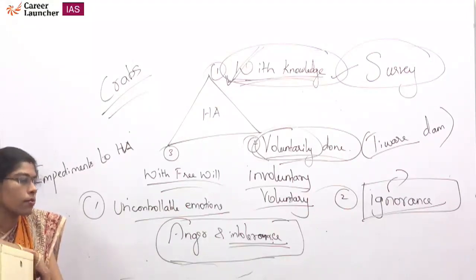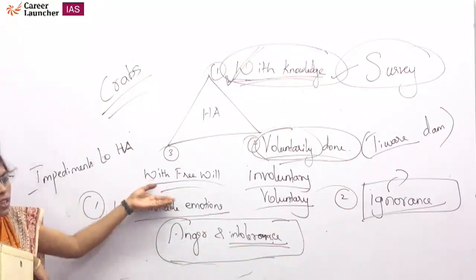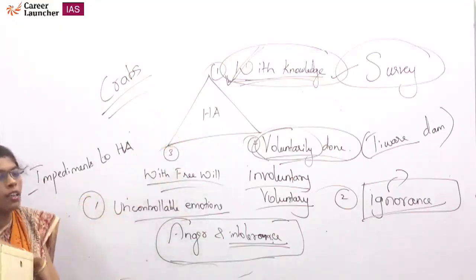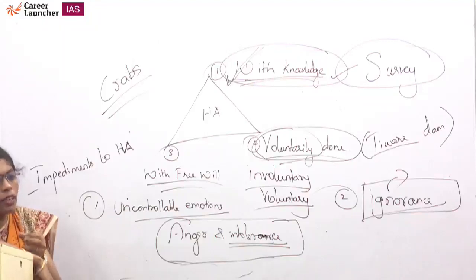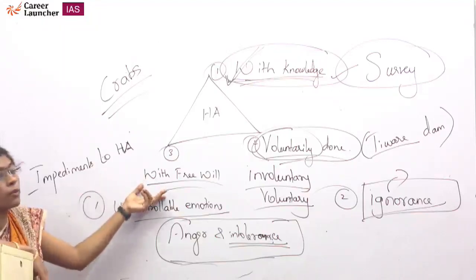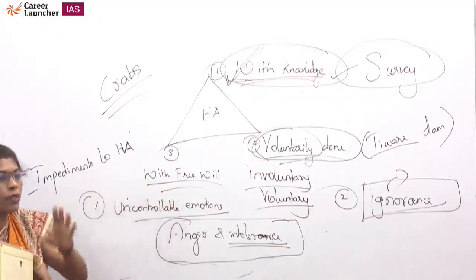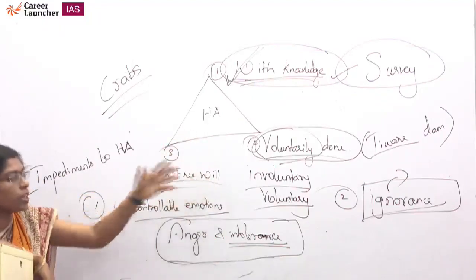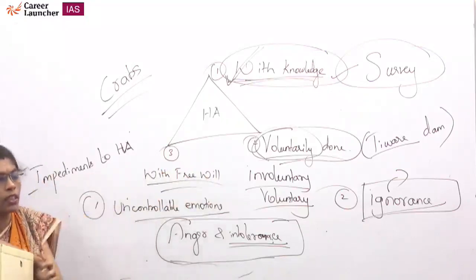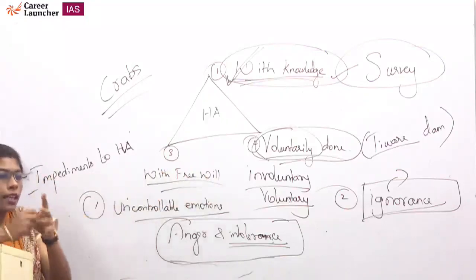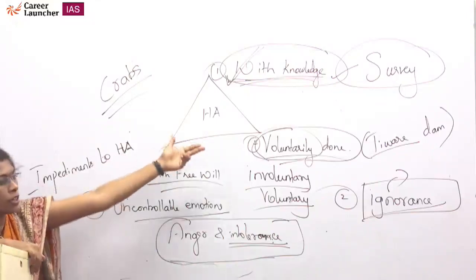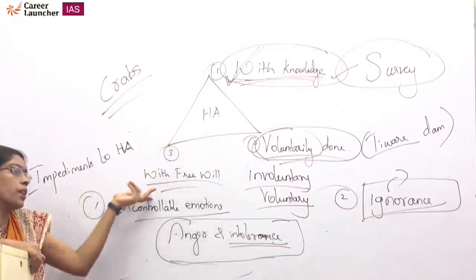Without free will. Because somebody is pressurizing you, and you are also doing it voluntarily, because the control is in your hand. You are not doing it with free will, but the control is in your hand. And suppose he comes to you and, even though you don't kill the person, he gives the gun in your hand and pulls the trigger. The gun is in your hand, but he pulls the trigger, then it is an involuntary action because it is not under your control, and again you are not doing it with free will.